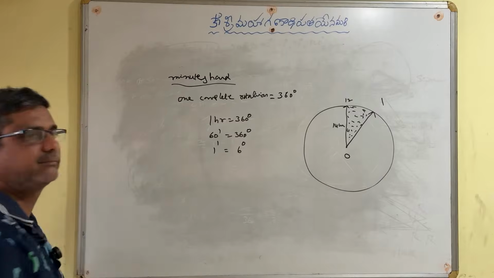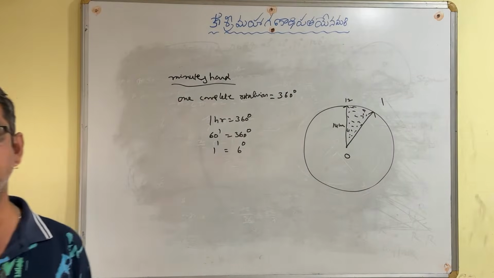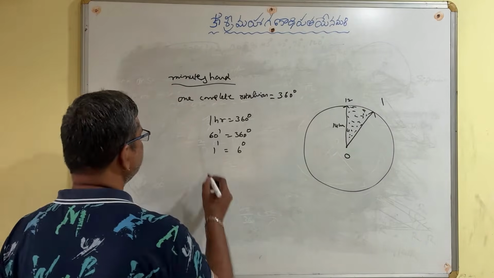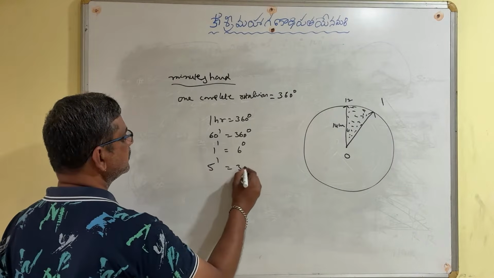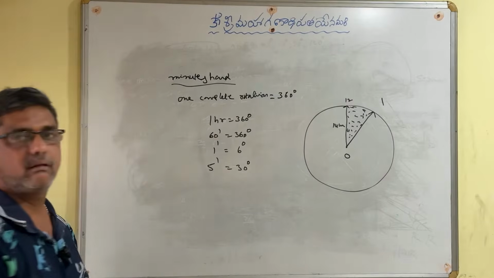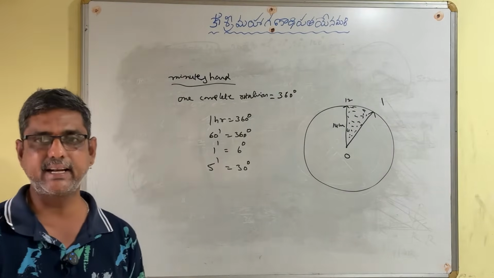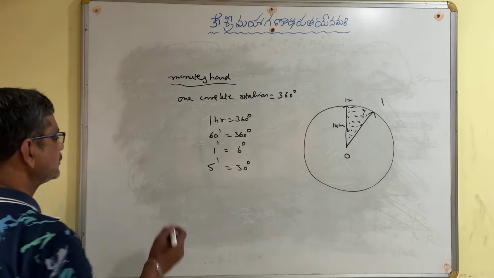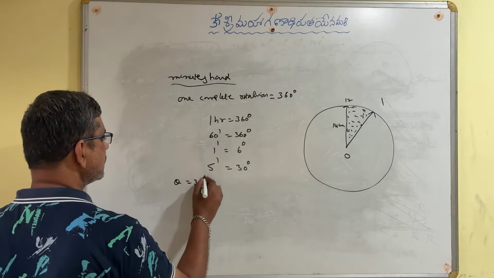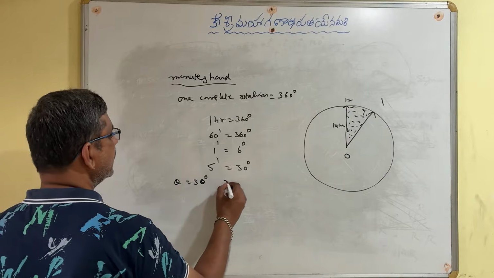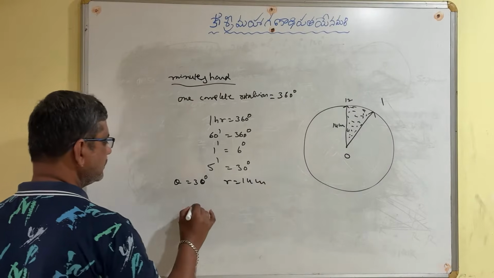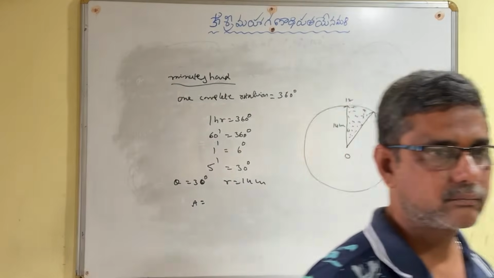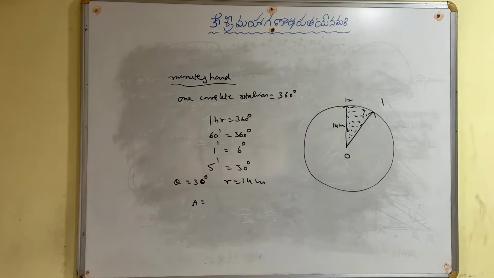1 minute is 6 degrees. Then 5 minutes is 30 degrees. So the sector angle is 30 degrees and the radius is 14 centimeters. Find the area of the sector quickly.